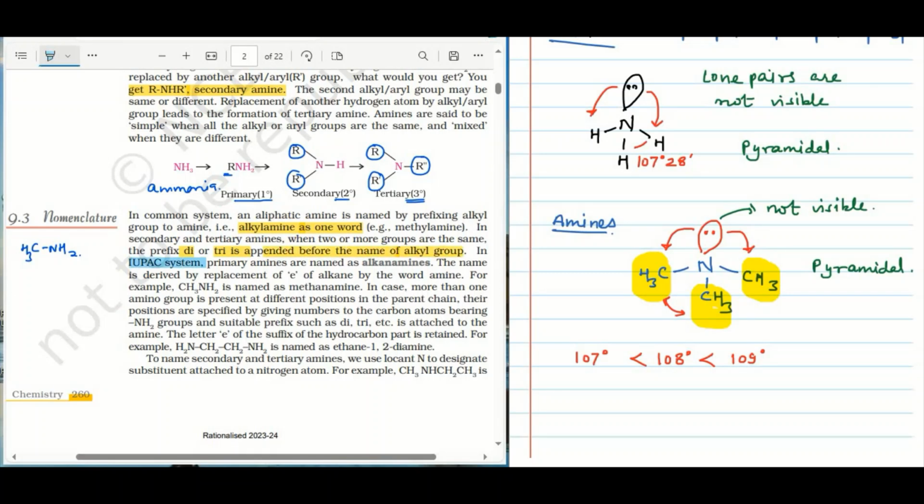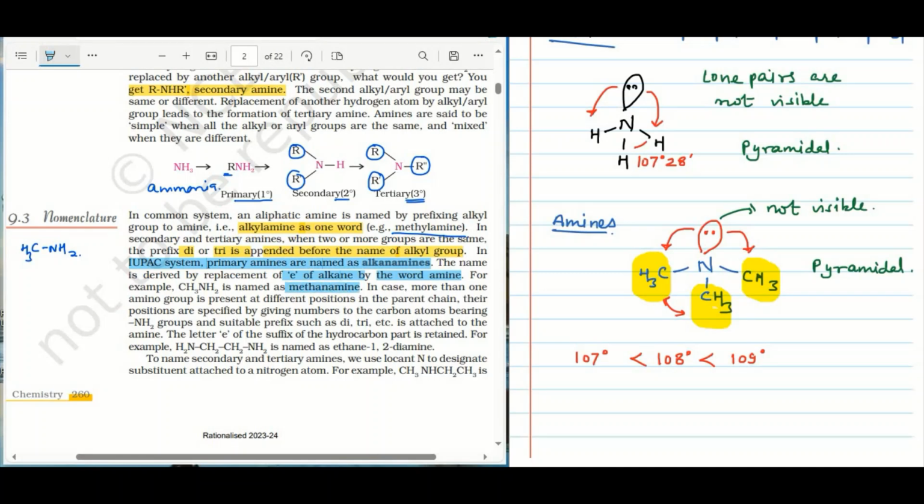In the IUPAC system, primary amines are named as alkanamine. The name is derived by the replacement of the e of alkane by the word amine. For example, if we take the same example, the common name of this molecule is methylamine, while the IUPAC name of this molecule will be methanamine.